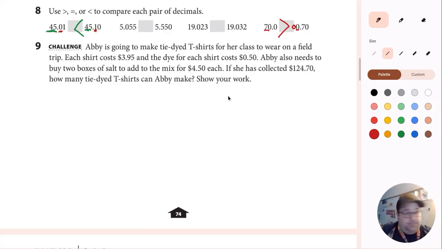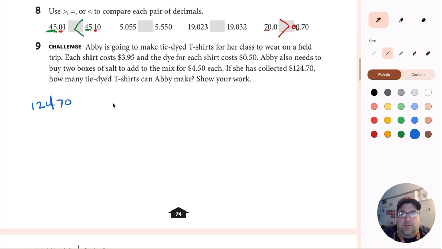Show your work. So really what we're thinking about is how much is each shirt going to cost? So we got to buy the shirt and the dye. And then we're just buying 2 boxes of salt for the whole project. So we don't need to buy a box of salt for each shirt. So one way to start is, well, we know we've got $124.70.